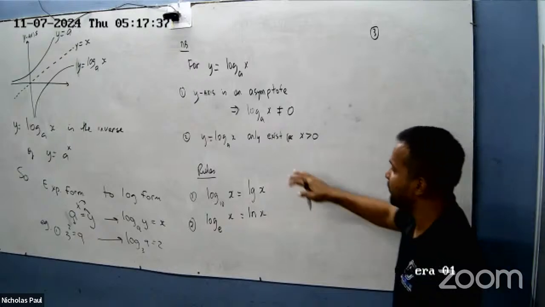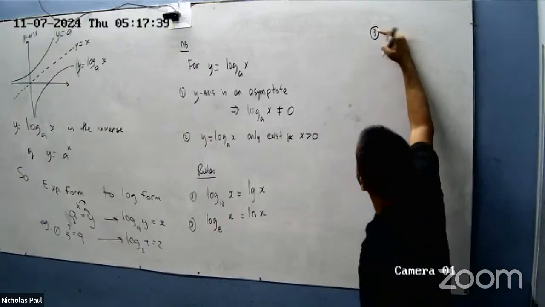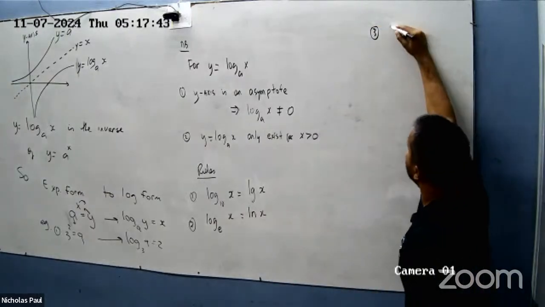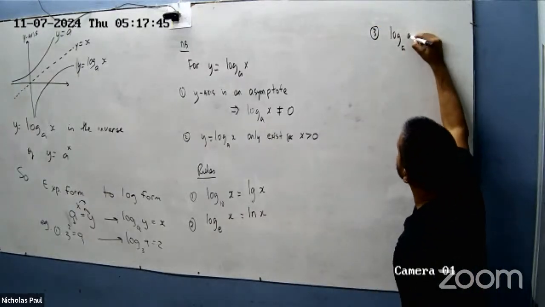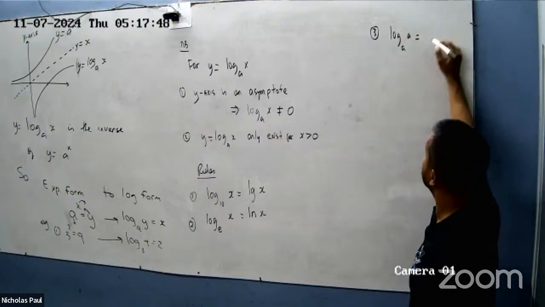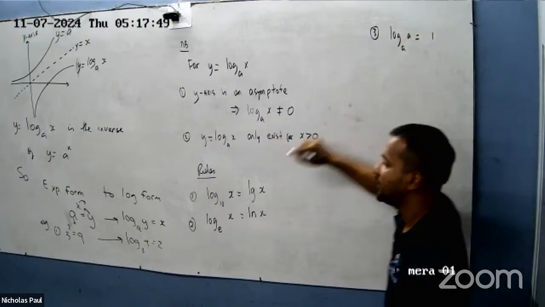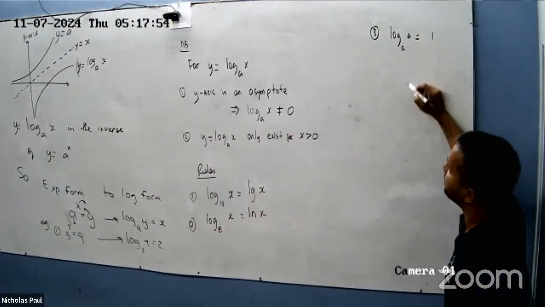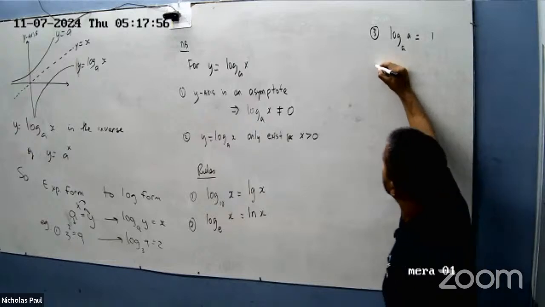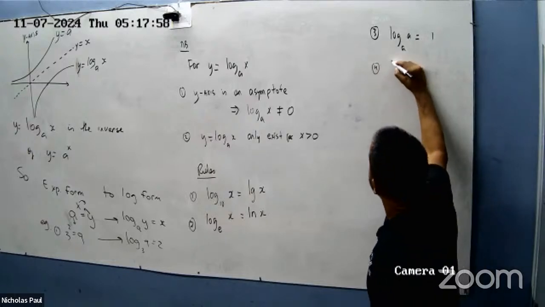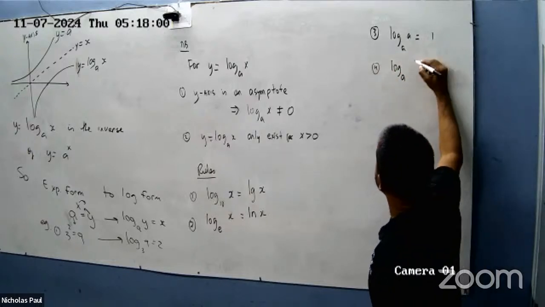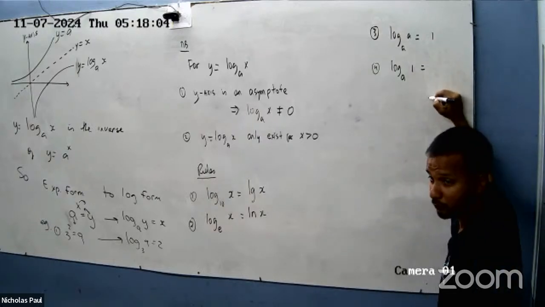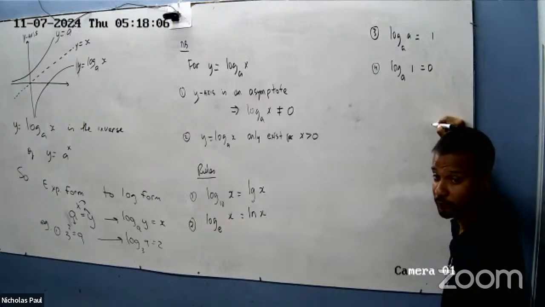So just some things I wanted to note. Let's officially go to the rules then. Let's start with log to the base a of a. What's that? 1. If you don't remember the rules, you can go back to the indices and convert them. A to the power 1 is 1. What about log to the base a of 1? That's always 0.